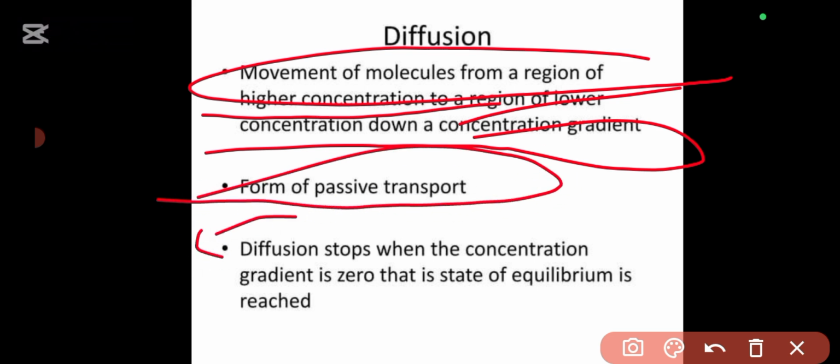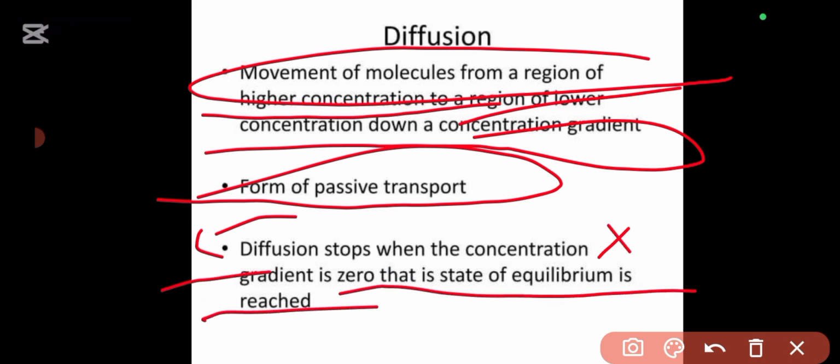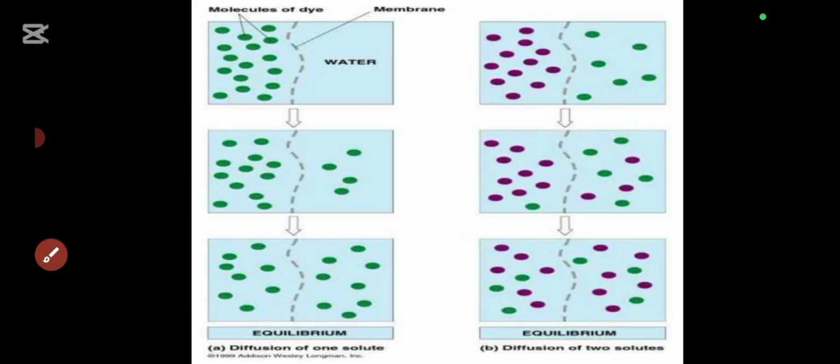Now diffusion stops when the concentration gradient is zero. That is, a state of equilibrium is reached. What that means is that the concentration within the cell and outside of the cell is now the same. That is when diffusion will stop. It will stop moving out or moving into the cell if the concentration outside and inside has now become equal. So we say equilibrium has been reached.